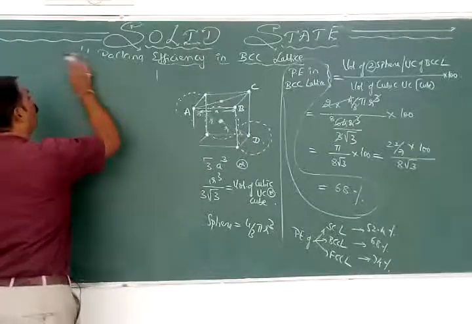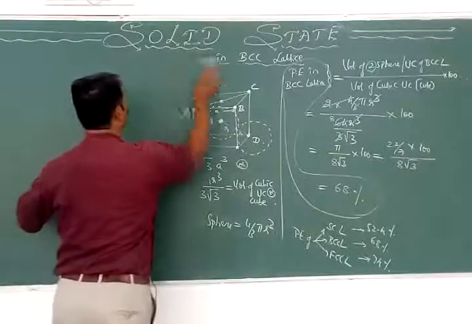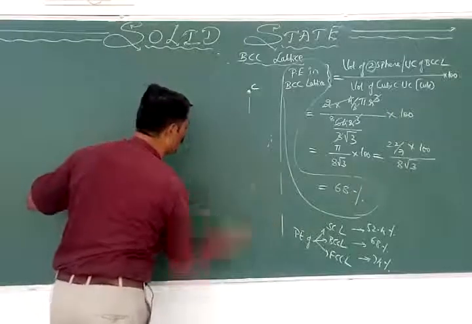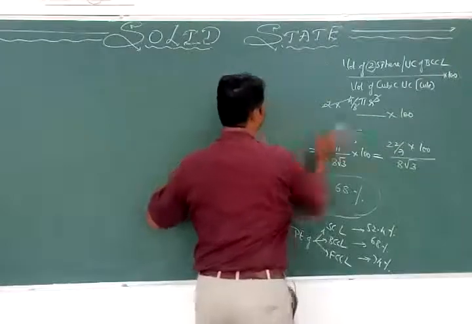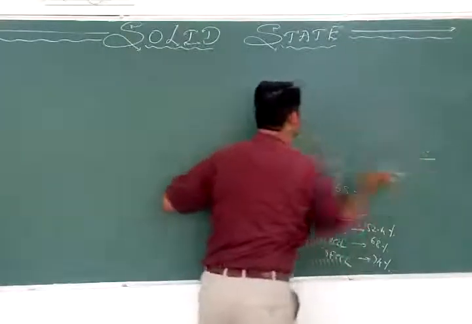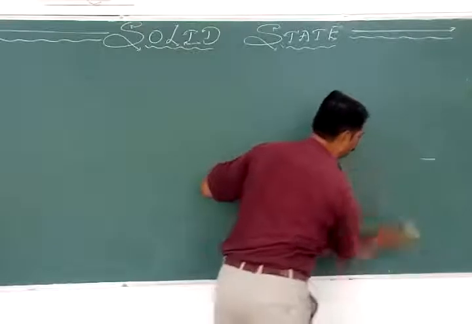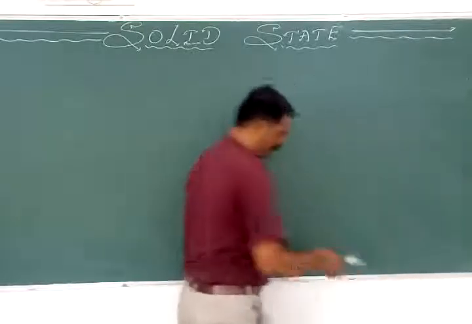Now we are going to calculate the density. The formula to calculate the density of the unit cell, or it may be the crystal lattice. We know that density is equal to mass by volume.